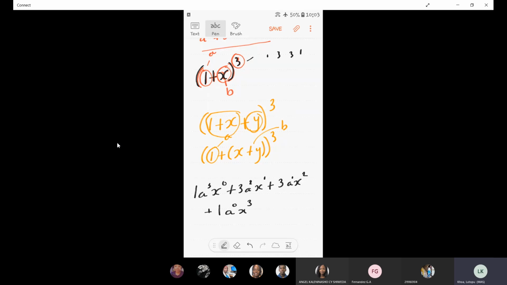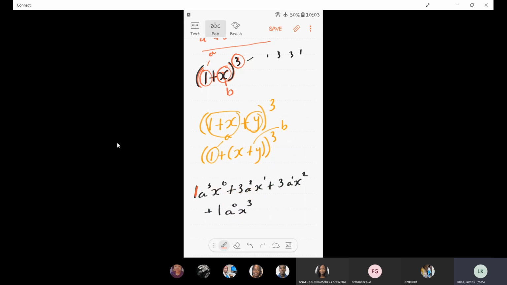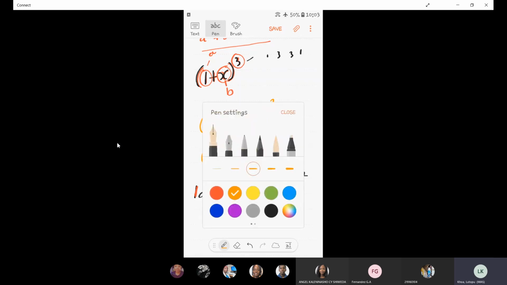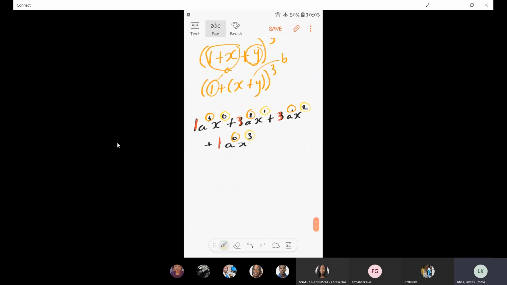Okay, so you can see my coefficients, there they are: 1, 3, 3, and 1. Then if you look at the exponents of a, those are 3, 2, 1, 0. And the exponents of x are 0, 1, 2, and 3. So you just have to keep with that pattern. Then you simplify.